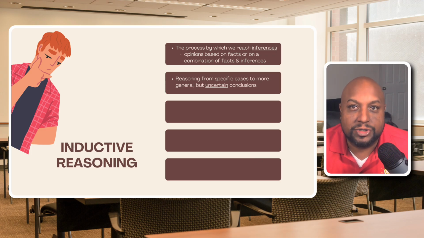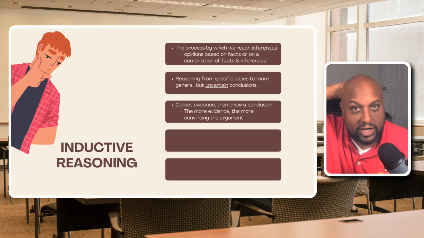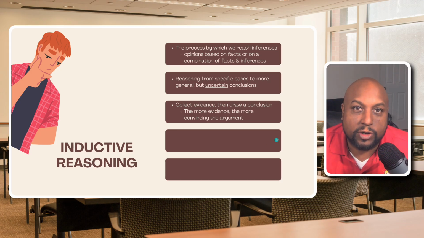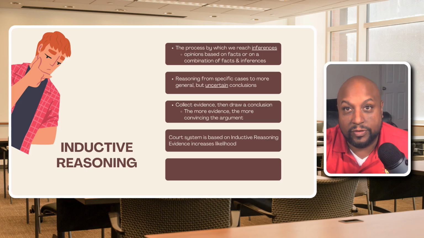Inductive reasoning. The process is reasoning from specific cases to more general but uncertain conclusions, right? So what you do is you gather evidence, you collect evidence, and then you draw a conclusion from all the evidence that you've gathered. And the more evidence you have, the more convincing your argument is. It's just kind of how it works, right? So our court system is based on inductive reasoning. If you think about it, when somebody goes to court, the prosecution will present evidence. Look at all this stuff that happened. Because of all this evidence, we're saying he did it. But it's still a guess. It's still an opinion.